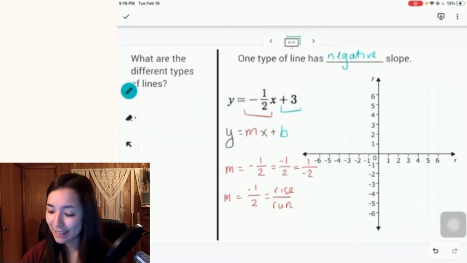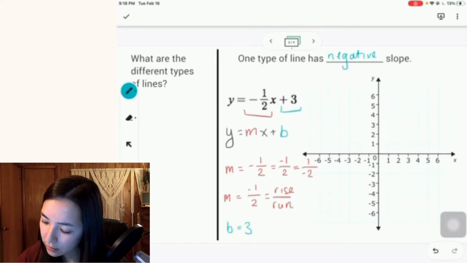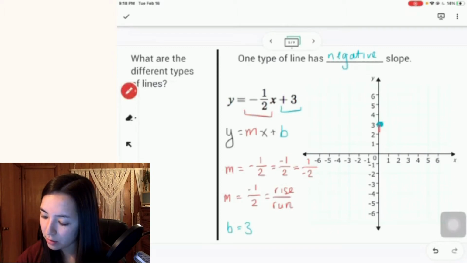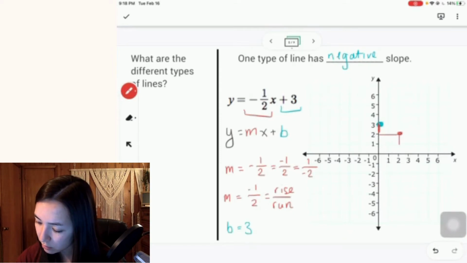The second part is 3. That means our y-intercept and our starting point is 3. So I'm going to start us at 3. Then I'm going to go down 1 because our rise is -1 over 2. 1, 2. Down 1 over 2. Down 1 over 2.